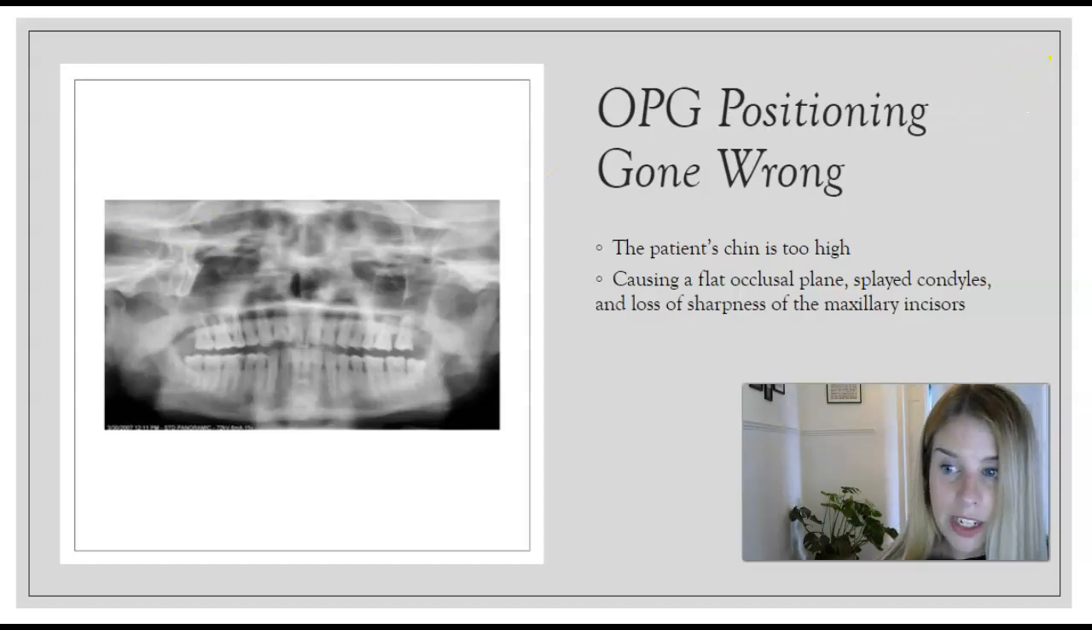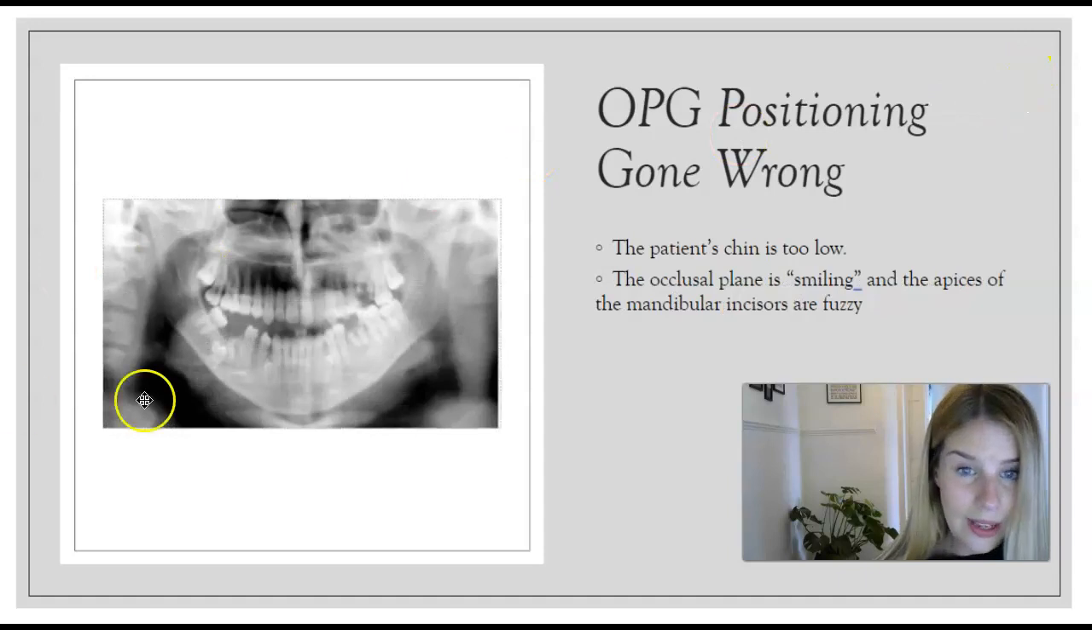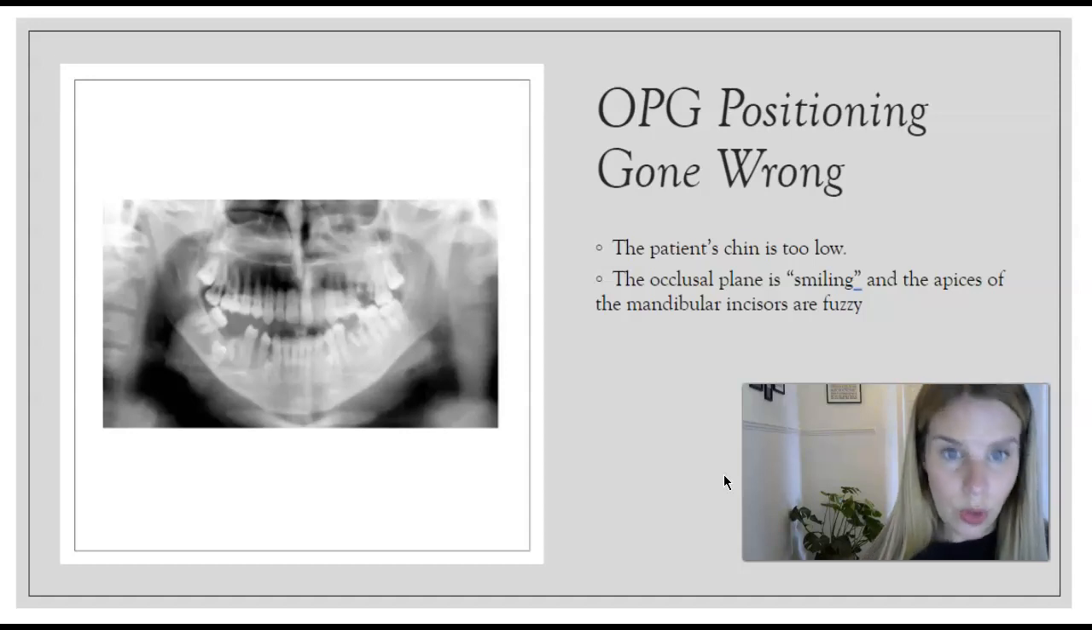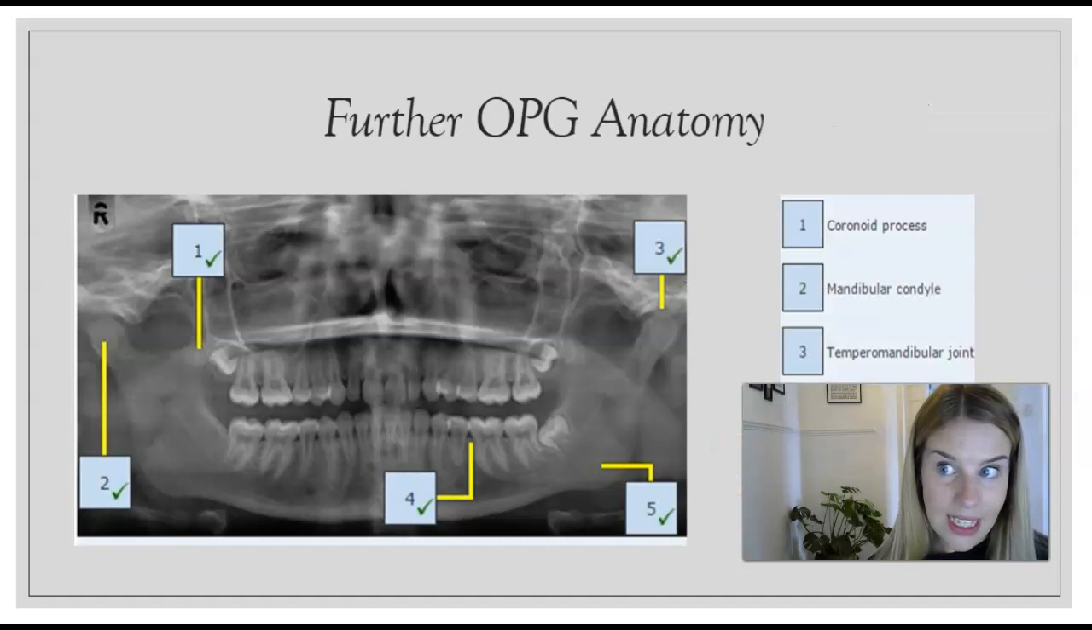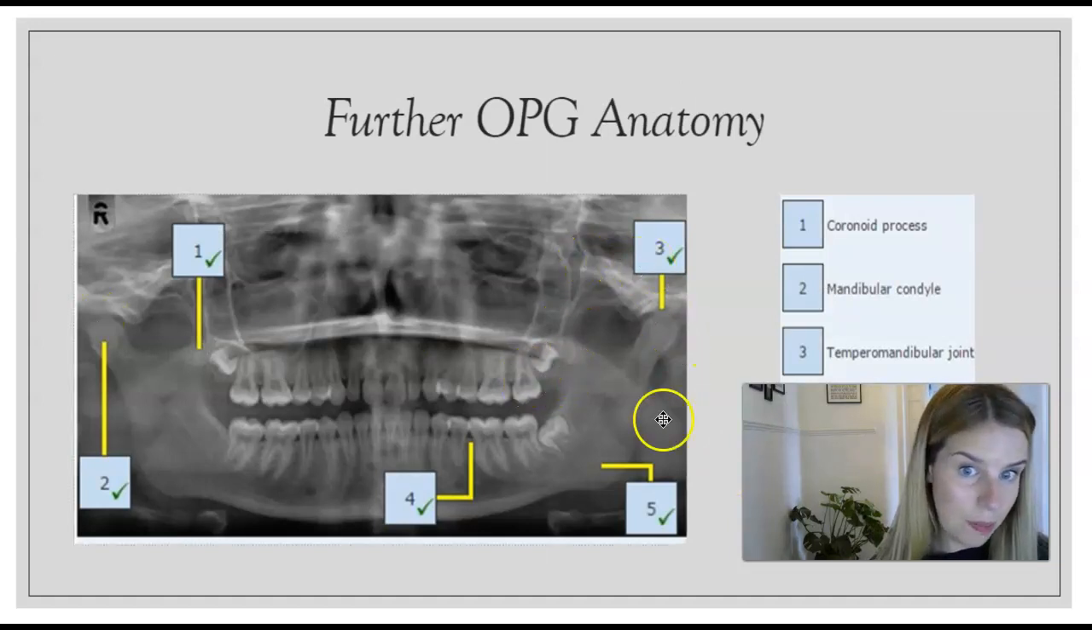And then sometimes when the patient's chin is too low, it has the opposite. So if the patient's chin is too far down, you can almost see why it looks this way. It looks like the patient is smiling, and it's too much of a smile. And basically the apices of the mandibular incisors will look all fuzzy. So you don't want the patient to look like they've got a really big toothy, grinny smile, but you also don't want it to look like a straight line. Essentially what you want is something maybe like this, which just appears as an in-between, basically.